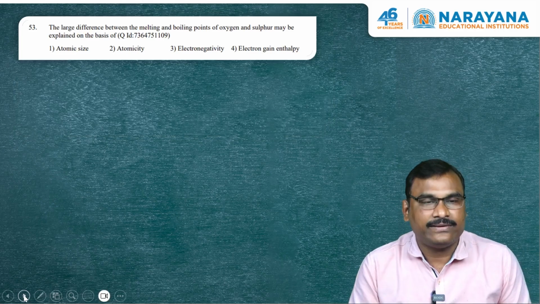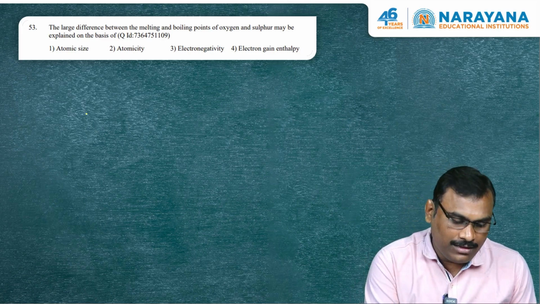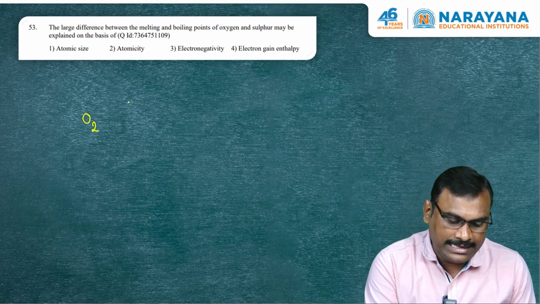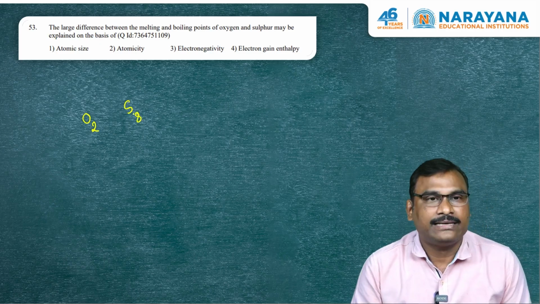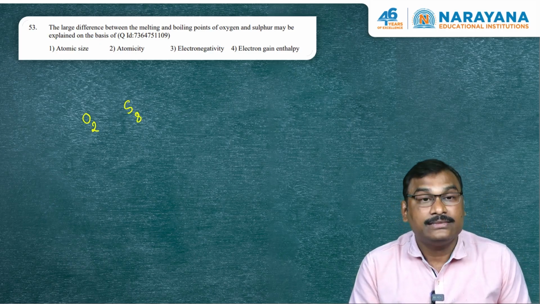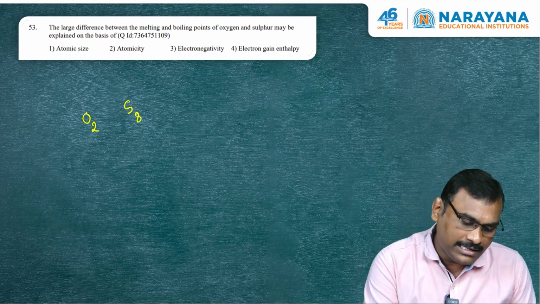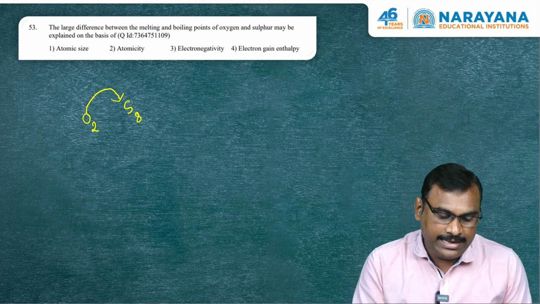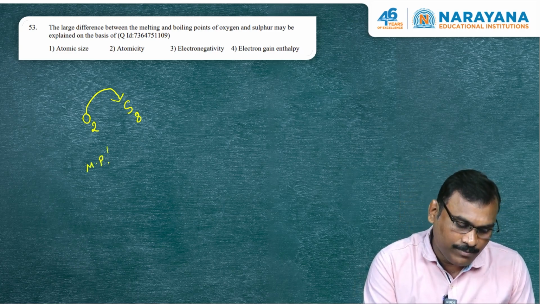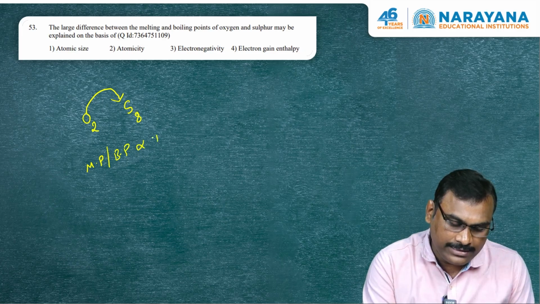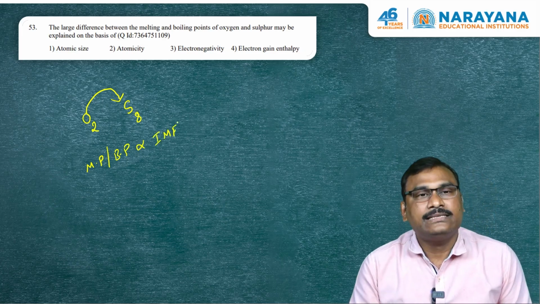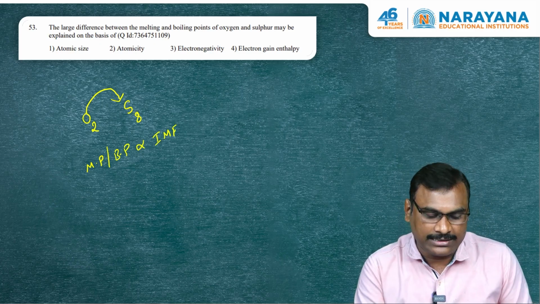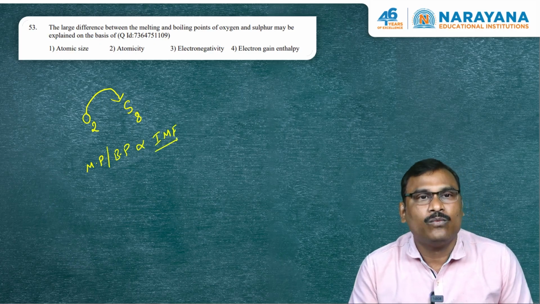The large difference between the melting and boiling point of oxygen and sulfur may be explained on the basis of. Generally, oxygen as O2 is present and sulfur is present as S8. That is, oxygen is diatomic, sulfur is octatomic. There is a large difference between oxygen and sulfur in their melting and boiling points. Actually, these melting points and boiling points generally depend upon intermolecular force. Here the intermolecular force is majorly van der Waals force.